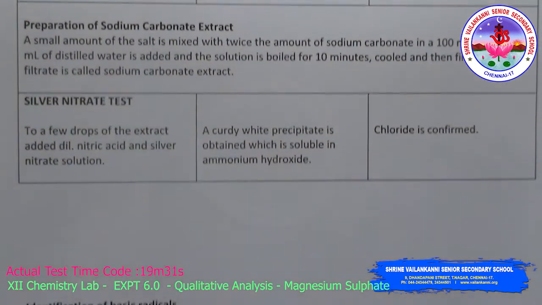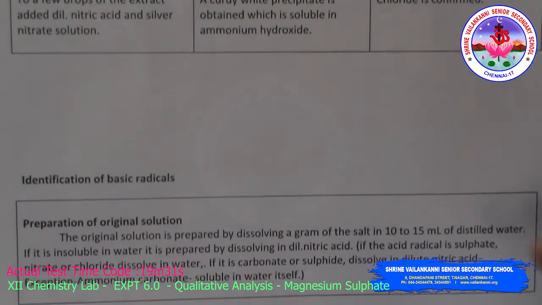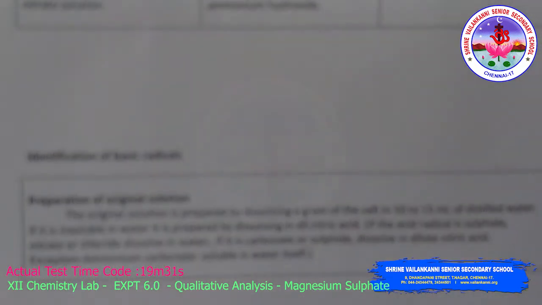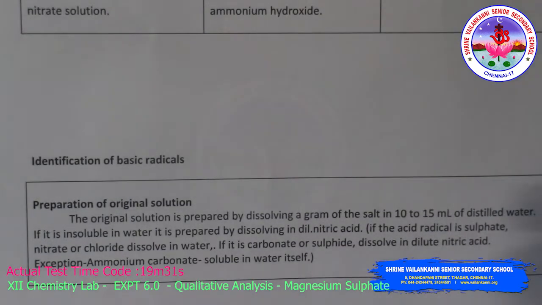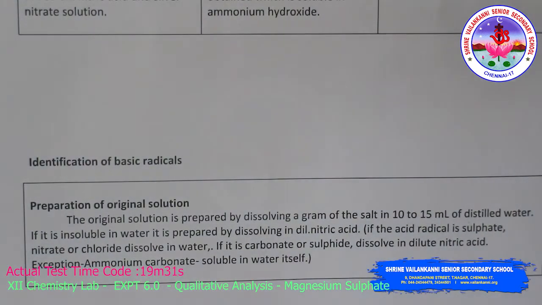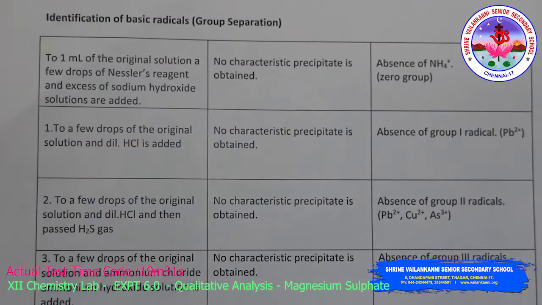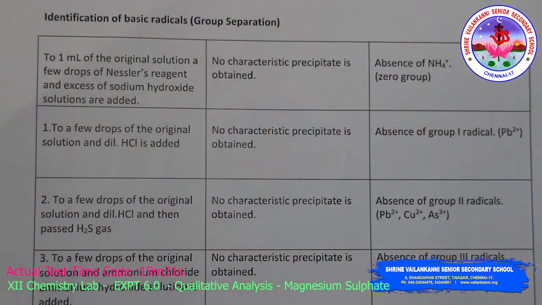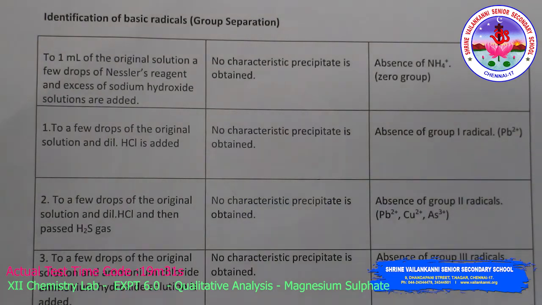Then identification of the basic radical, starting with the preparation of the original solution. Already I said how to prepare the original solution: some amount of substance, add water, that is called the original solution. After confirmation of the chloride, you have to directly do the basic radicals, that is, the group separation, the identification of basic radicals.